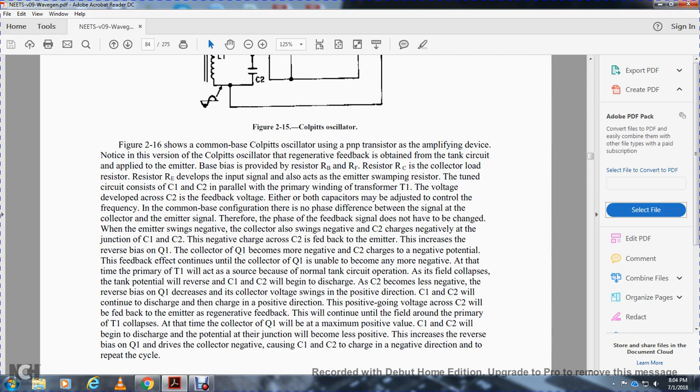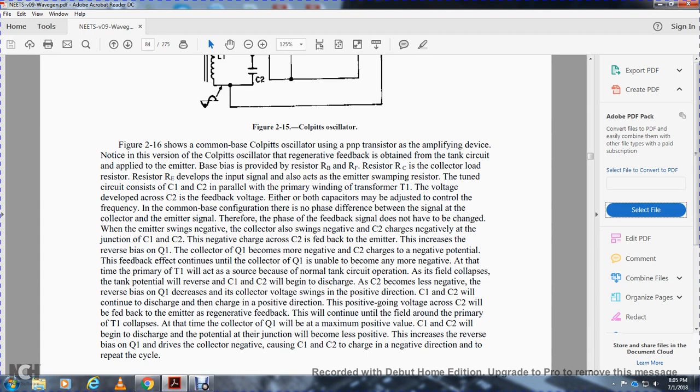Figure 216 shows the common base Colpitts oscillator. Note that with the Colpitts oscillator, regenerative feedback comes from the tank circuit and is applied to the emitter, with the base bias provided by the resistor bias. The collector load develops the voltage with the input signal at the emitter. Consider capacitor 1 and capacitor 2 in parallel with the primary winding of transformer 1.